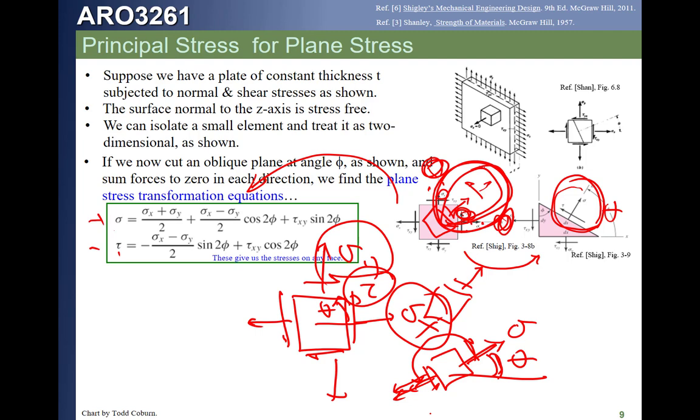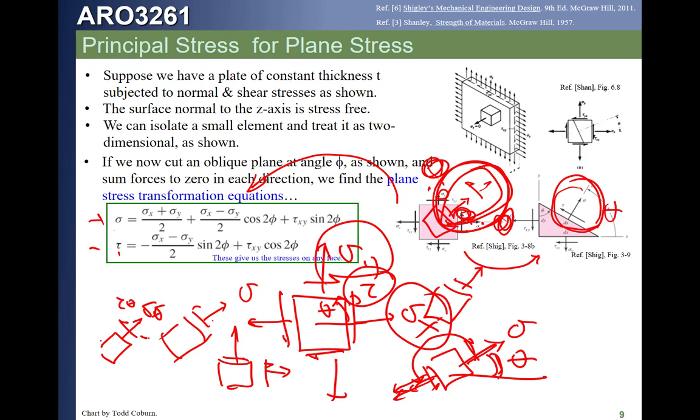Now if we do this, we're going to find that as we rotate this element, the normal stress on each face is going to change and our shear stress is going to change. Now we started off with an element like this. We had a normal stress and a shear stress, but we also had normal stress and shear stresses over here. As we rotate the element, the stress in this theta direction is going to change, as will the shear in the theta direction, and we're going to find that the stress at 90 degrees to the theta is going to change, as will its shear stress.